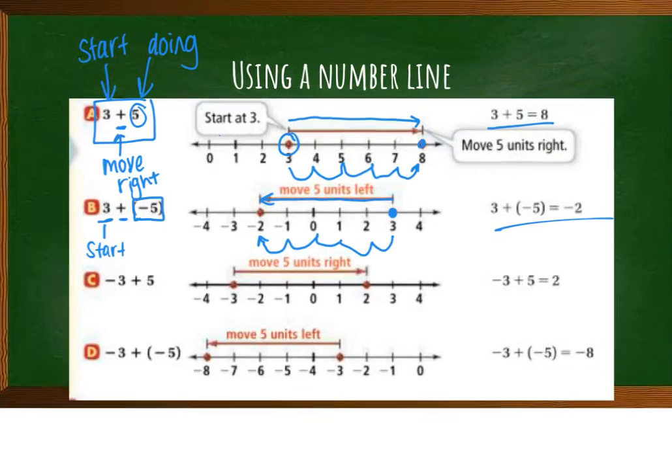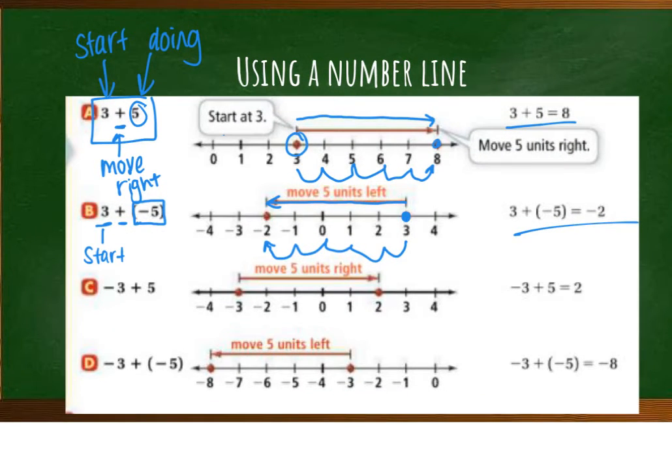Okay, let's try another one. So we are starting at negative 3. So let's start at negative 3, and we are adding a positive value, so we're moving to the right.